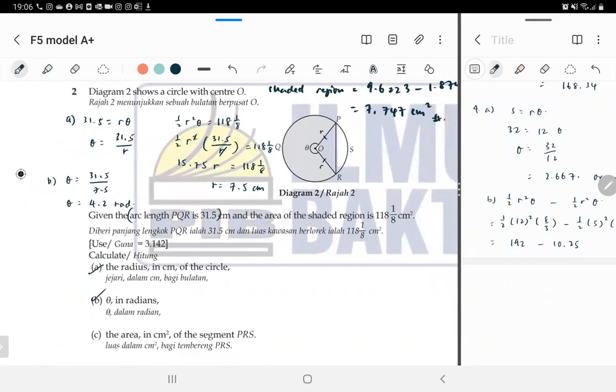Okay, then the third part, the area of the segment PRS. That means this one. You have the radius here, 7.5, and then the theta here is 4.2. So you need to get this angle first, the POR. Find the minor angle of POR in radians. Then only you use the formula to get the area of the segment, the minus thingy.